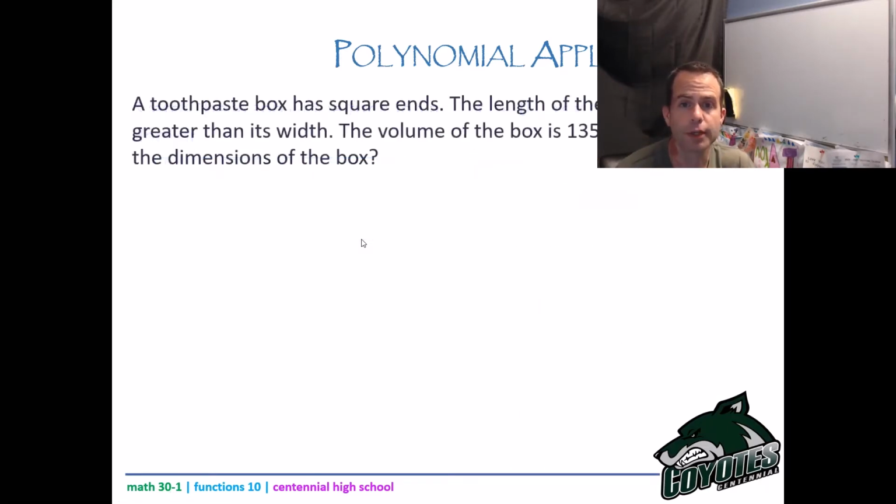Okay, good. A toothpaste box has square ends. The length of the box is 12 centimeters greater than its width. The volume of the box is 135 cubic centimeters. What are the dimensions of the box?